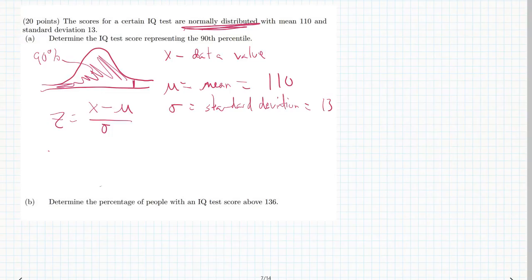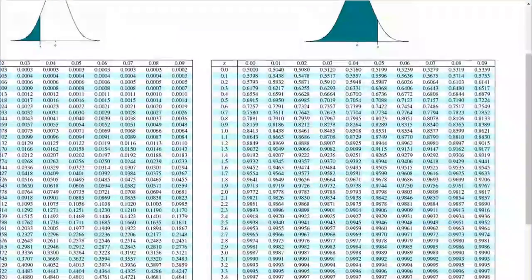Okay, so in our formula we have z equals x minus mu over sigma. Notice we have the 110, we have the 13. If we had 3 out of the 4 variables, we'd be good to go, but we don't. So how do we get the z-score? Well, we're going to need to go to a table, and I'll show you how to do that. So when we go to our table, we're looking at the percentages, and we're looking within here for something close to 90%.